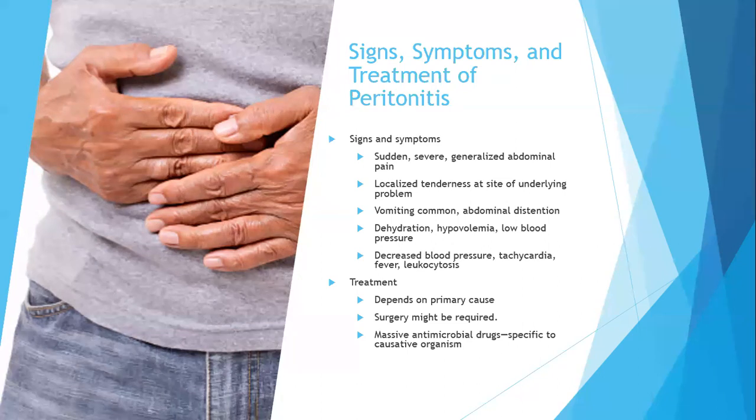So sudden severe generalized abdominal pain, localized tenderness at the site of the underlying problem. Vomiting is common, abdominal distension is common, dehydration and hypovolemia, and low blood pressure from the vomiting. Decreased blood pressure, tachycardia, fever, and leukocytosis from the bacterial infection. Treatment depends on the primary cause, but it might be surgical treatment and massive antimicrobial drugs specific to the causative organism. So it's very important to get treated because it can kill you.